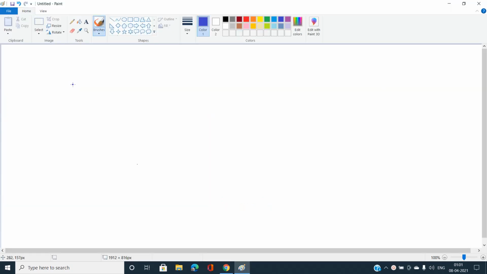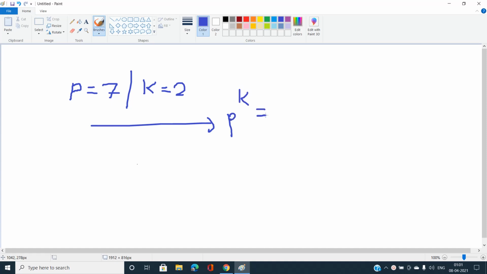Now let's say we have P as a prime number, and let's say P is 7. We can also assume that K is going to be 2, where K should be greater than or equal to 1. Now you can easily see P power K will come out to be 7 squared, which is 49. Now we need to find the number of integers in the range 1 to 49 that are going to be co-prime with this value 49.